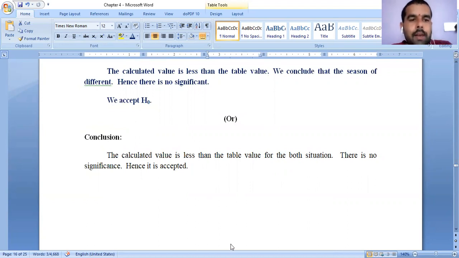But sometimes what happens is that conclusion number 1 is rejected and conclusion number 2 is accepted. In that situation you have to write two conclusions, but in this case we accepted both conclusions. In the two situations we accepted, at that time only you have to write one conclusion. Okay, again there is a doubt, sir, if it is rejected in both situations, what do you have to do? You have to write the same again. The calculated value is greater than the table value for both situations. There is significance, hence it is rejected. Okay, this is a two-way classification model.